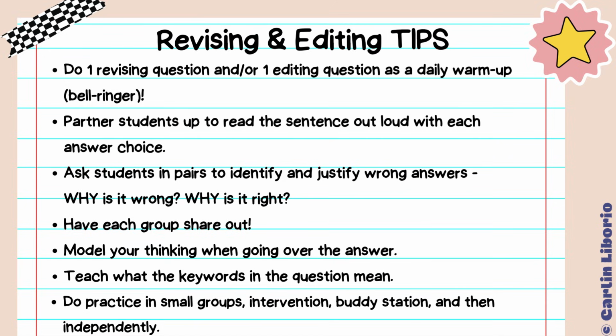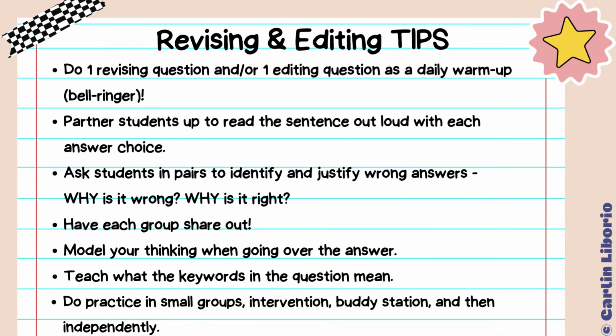And then you want to call on each table group and have each group share out, what answer choice did you pick that was wrong and why is it wrong? Another day when you do the warm up, you might say, today you're going to pick what the right answer is and you're going to justify and tell me why it is right. And each group has to tell you, I picked B because, I picked C because, and you wait until you've called on each group before you reveal the actual answer.